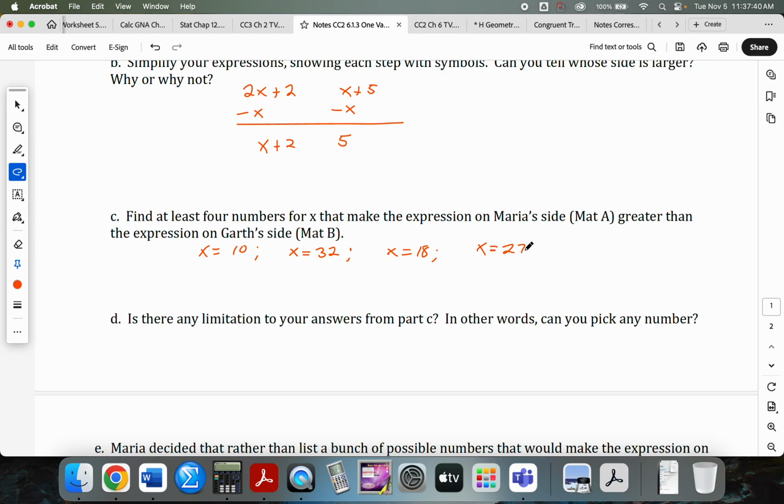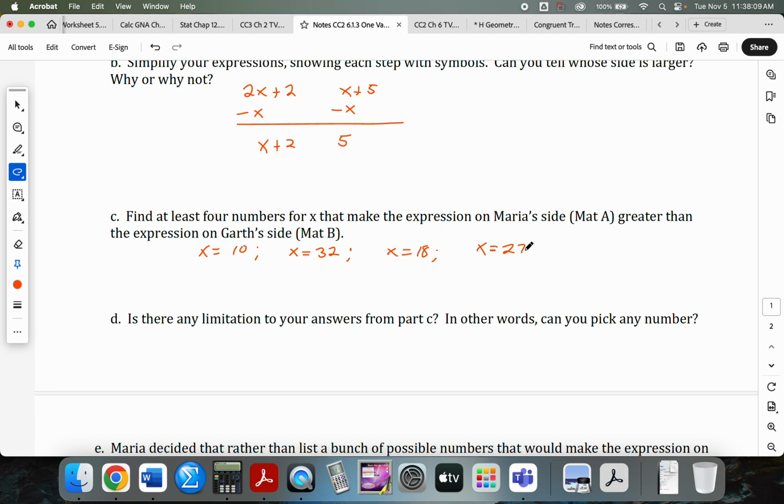Is there any limitation to your answers from part C? Can you pick any number you want? What no? Give me an example, just one example of a number you can't pick. Negative 5, 2, 0, right? Negative 423. None of those would work.